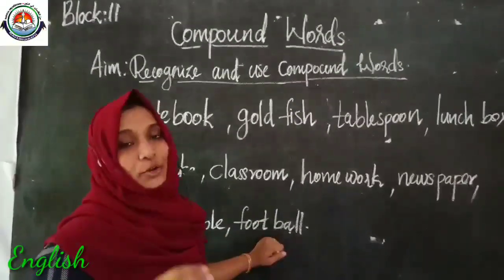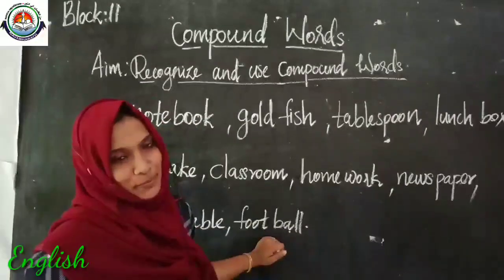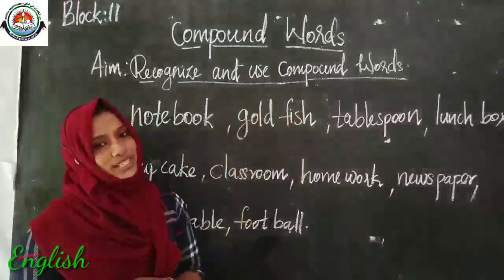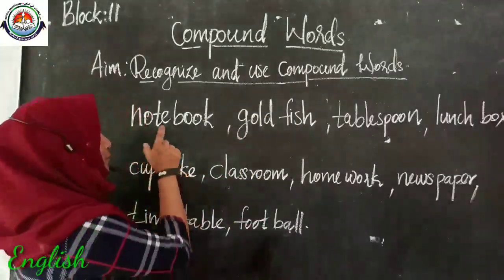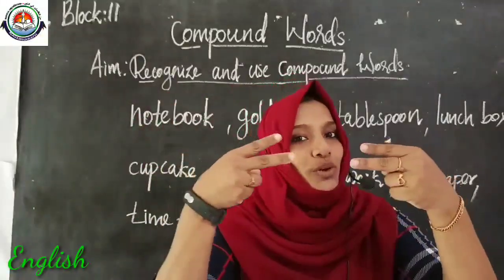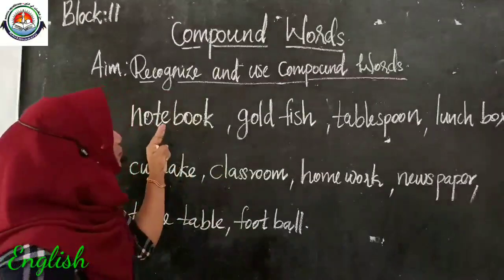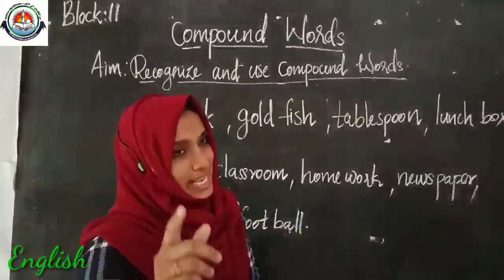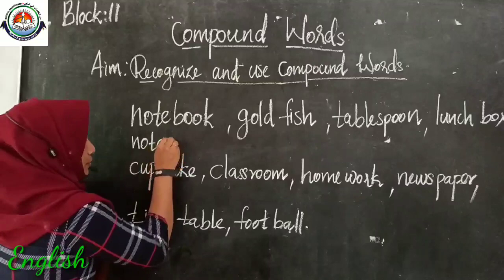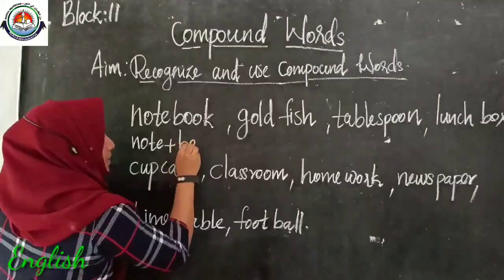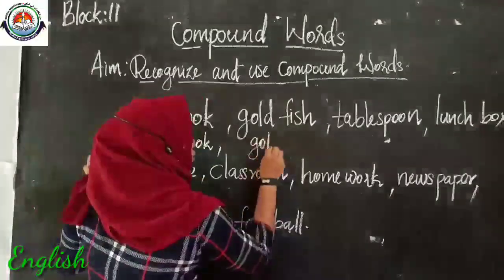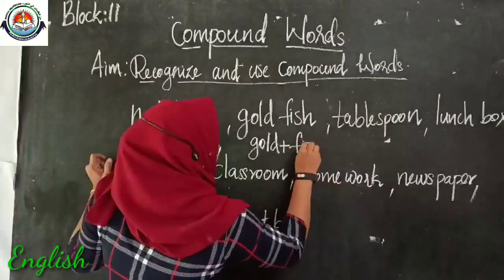So these are the words. I hope you all have read these words with me. Now tell me, have you noticed anything about these words? Yes, we have made all these words by adding two words. You can see two words in all of them. Like notebook, we can write it this way: note plus book. Then goldfish, it is gold plus fish.